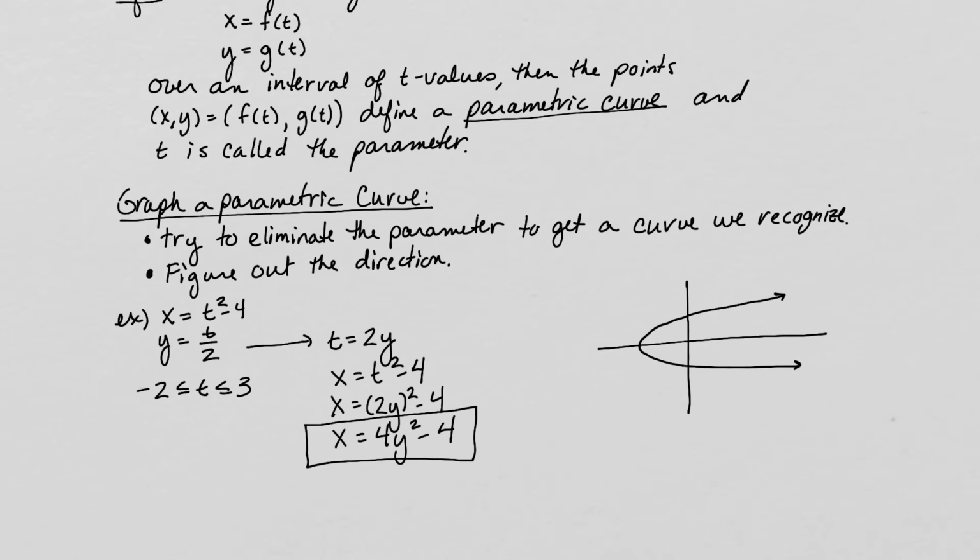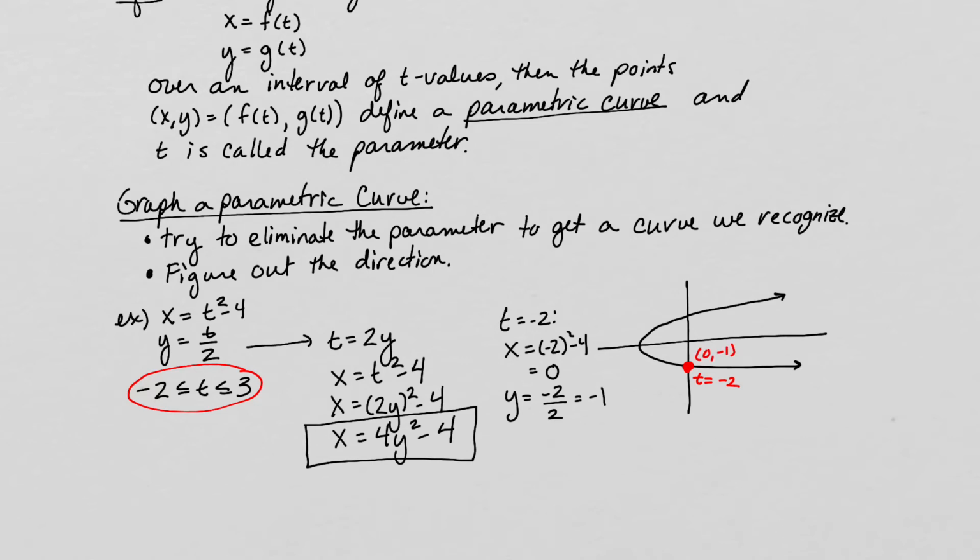However, the thing is that we only want the part here that's between -2 and 3. So what I want to do is figure out what are the points, like where's my curve starting and where's my curve ending. So if we look at when t is equal to -2, and I plug that back into my original equations, x is going to be -2 squared minus 4. So x is going to be 0. And y is going to be -2 over 2, so y is going to be -1. So we're starting at this point here, right? This is the t equals -2 place. So when t is equal to -2, x is equal to 0 and y is equal to -1. So this is that point, 0, -1.